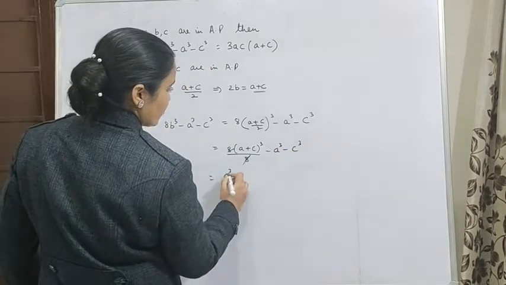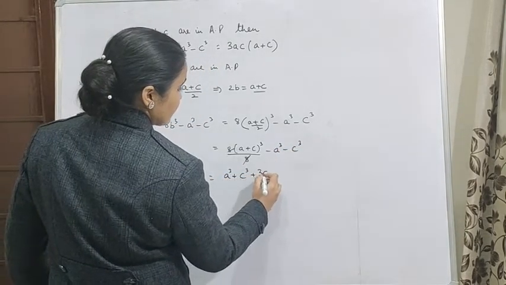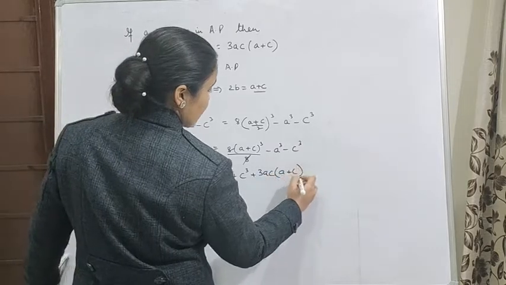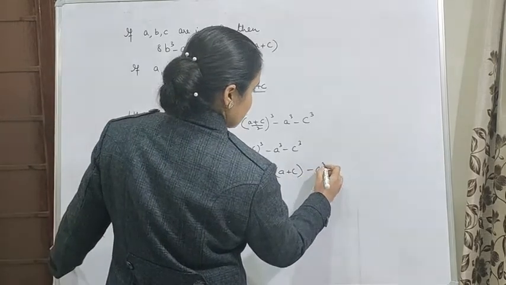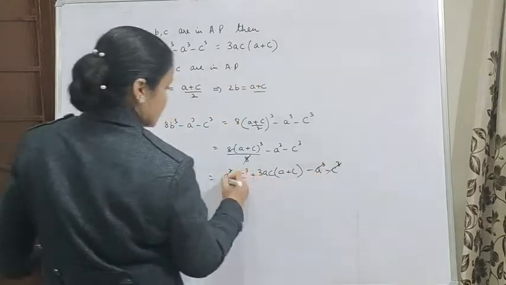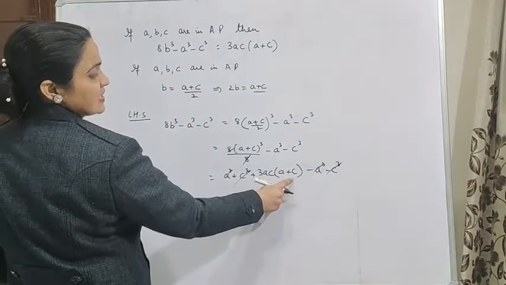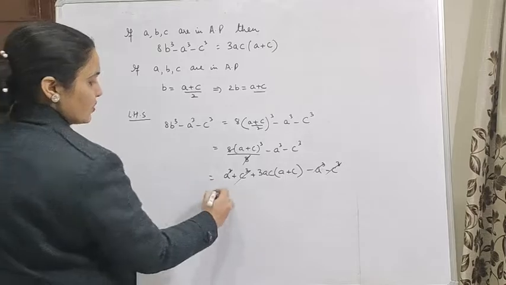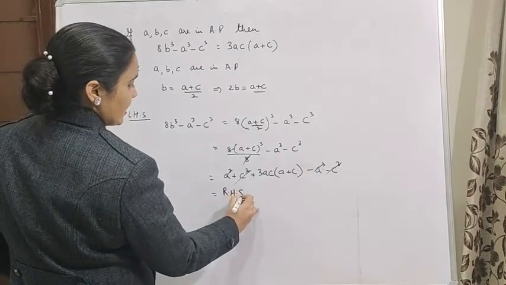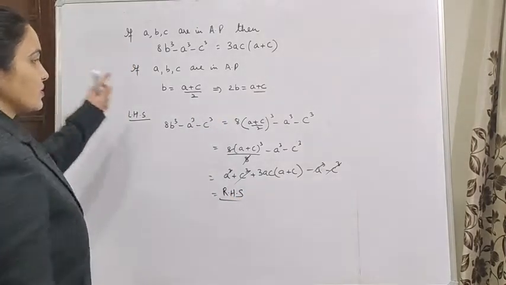So we have A cube plus C cube plus 3AC into A plus C, and this is minus A cube minus C cube. So this cancels. So we have 3AC into A plus C, which is equal to the right hand side of the equation. So this is all about the solution.